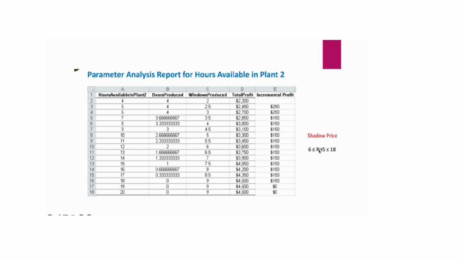The shadow price has this range of greater than or equal to 6 hours and less than or equal to 18. So this is the range of the shadow price. So it's really the shadow price which is the concern when changing the right-hand side value or values.